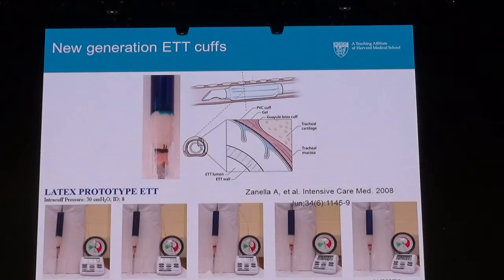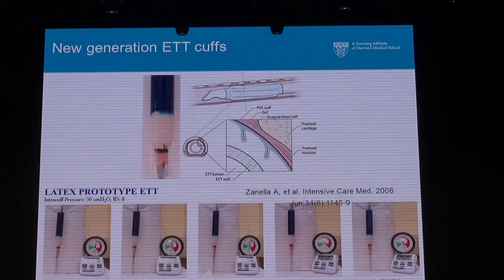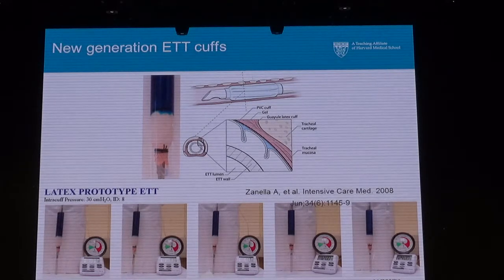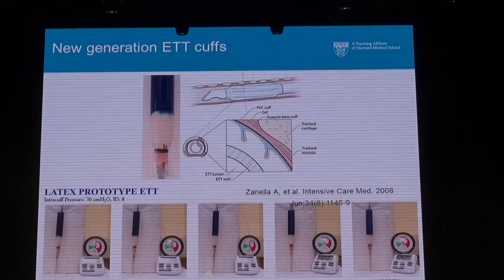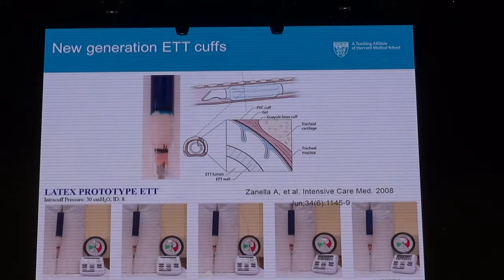The first one is latex, which of course has the obvious drawback in terms of using it at the bedside, which is the latex material. There are patients that have latex allergy, but it's a nice design because it's a double cuff. There is an inner cuff that, by inflation, stretches the outer cuff, which makes clear contact with the tracheal wall, allowing stretching and complete adherence to the tracheal wall.